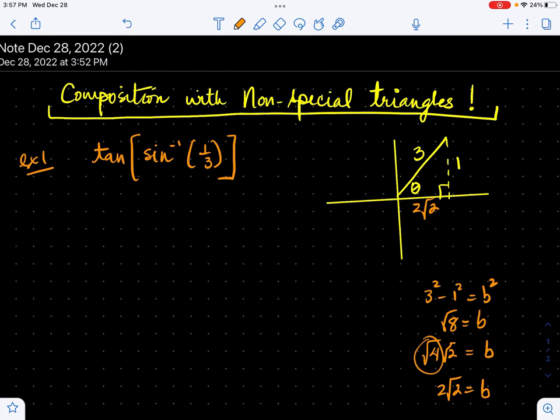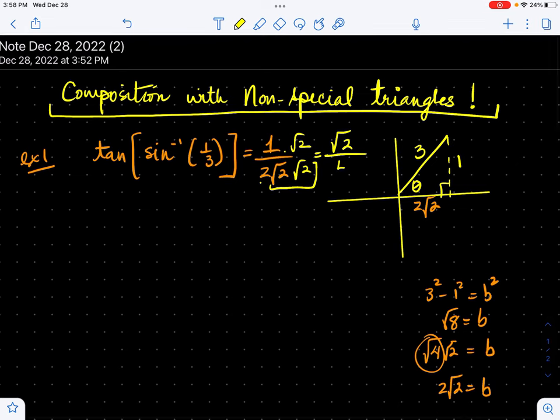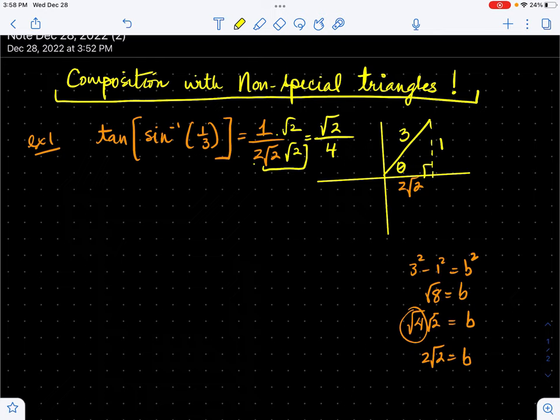And then all I have to do is find the tangent of that angle, which is opposite over adjacent, that's 2 root 2 over... Let's quickly rationalize it. Times root 2, divided by root 2. The root 2 over 2 times root 2 times root 2 is 2. And 2 times root 2, 2 times 2 is 4. So there we go. That's it. This one is done.